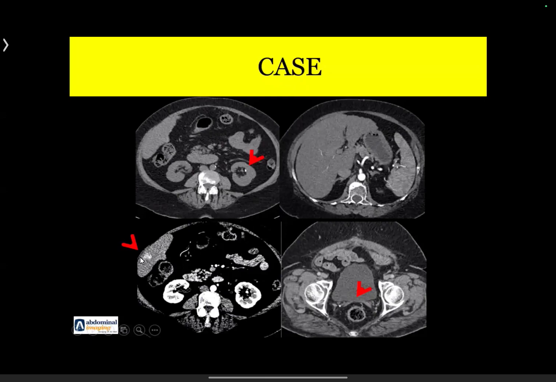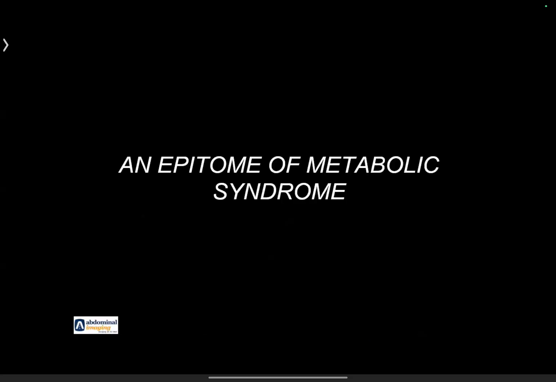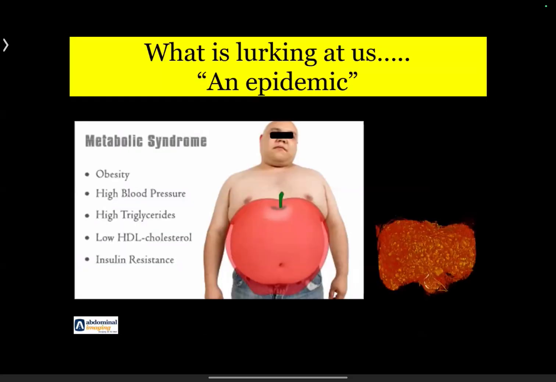And there was a focal hypervascular lesion here in segment 6 of the liver. And you can see there is hysterectomy. So the patient has a history of endometrial CA. So this is nothing but an epitome of metabolic syndrome. She's a classic case of obesity, hypertension, diabetes, endometrial cancer. As you know, obesity is a risk factor for endometrial cancer. And this is our first presentation with an HCC and cirrhosis.